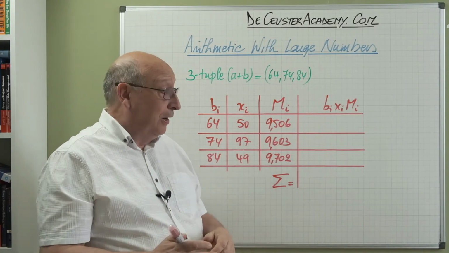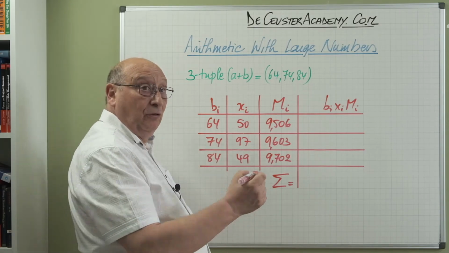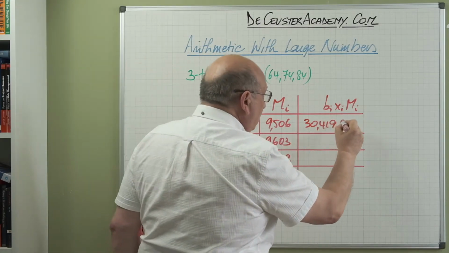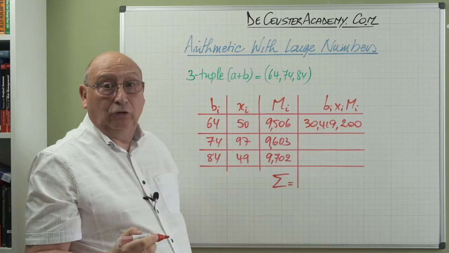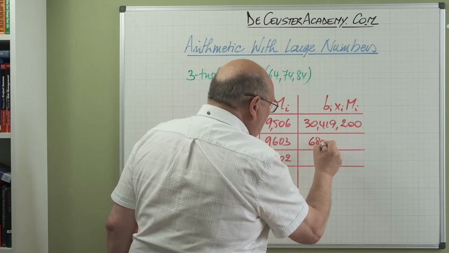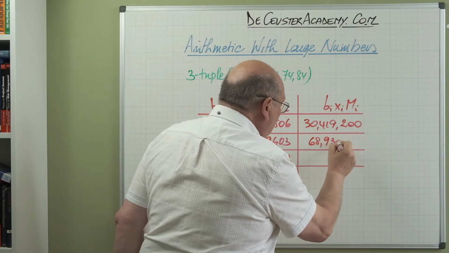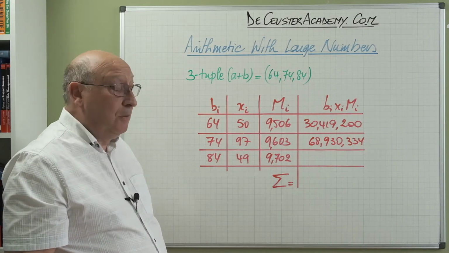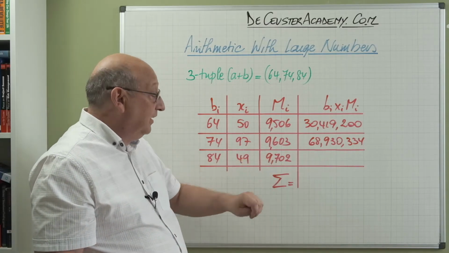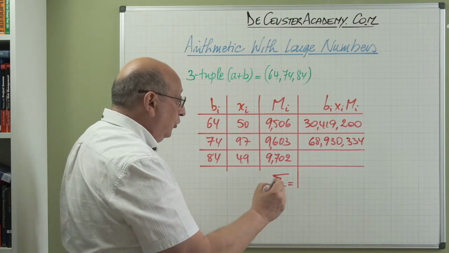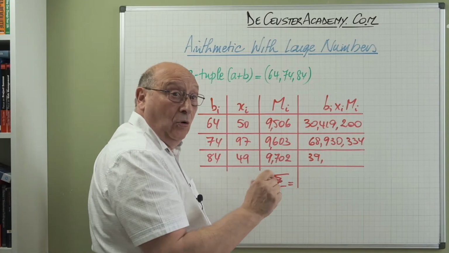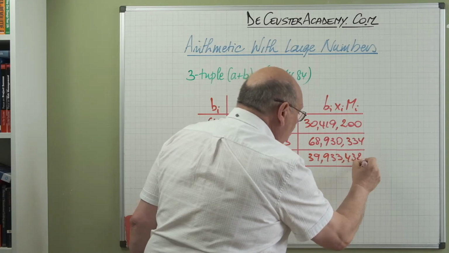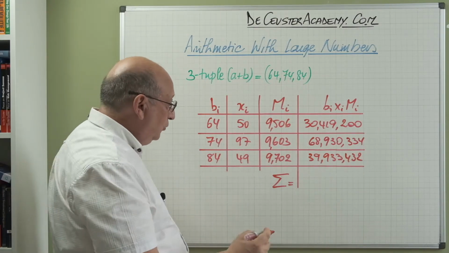Now you will see the numbers become immediately a lot bigger. For the first one, we find 30,419,200. For the second one, when you do the calculation, you will find 68,930,334. And for the last number, when you multiply 84 with 49 and 9,702, you find 39,933,432.